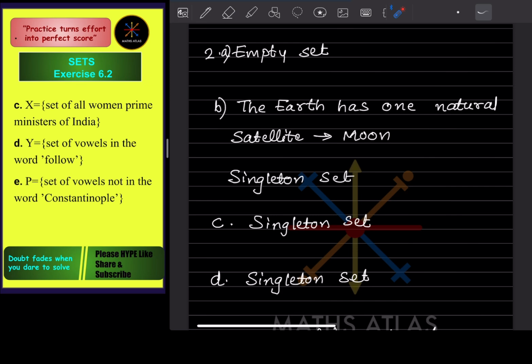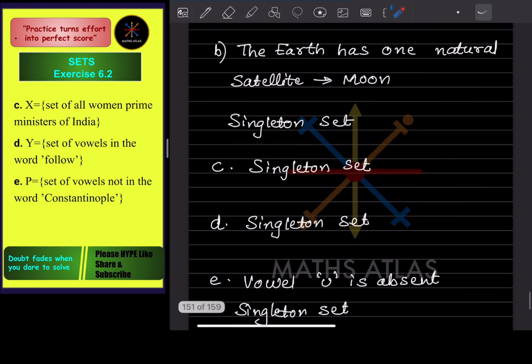So D, y is equal to the set of vowels in the word follow. When we write the set, we just write F, O, L. We don't repeat the same alphabet. So how many vowels are there here? When we take the set of vowels, that is A, E, I, O, U. You can see just O here, one vowel. So that is going to be a singleton set.